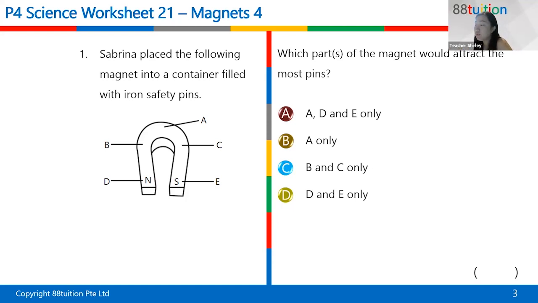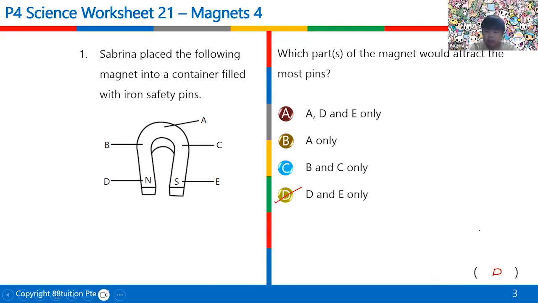Okay, so for this question, which part of the magnets would attract the most pins? D and E. Okay, can you explain why? Because the end poles are the strongest part. Yeah, correct. Very good.